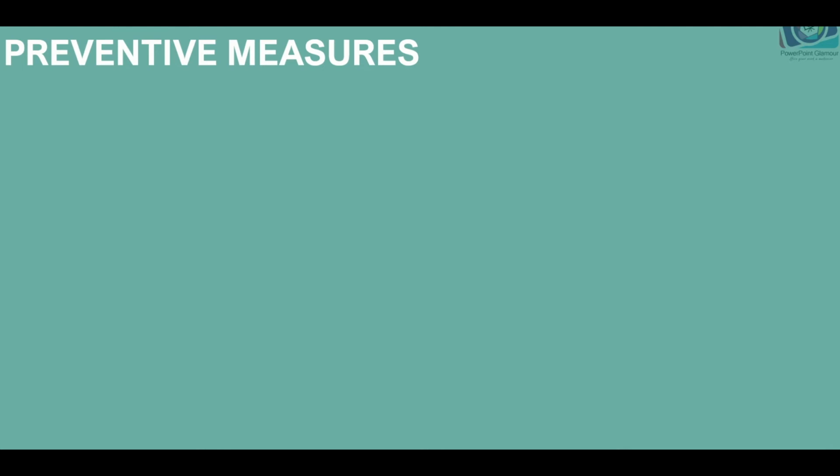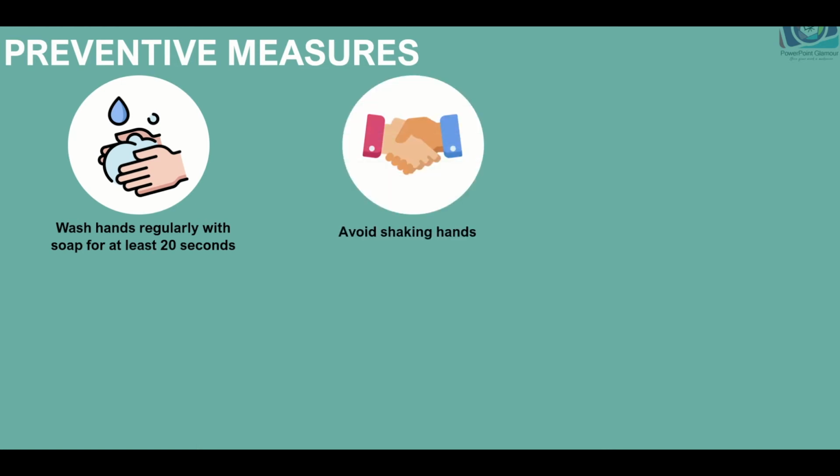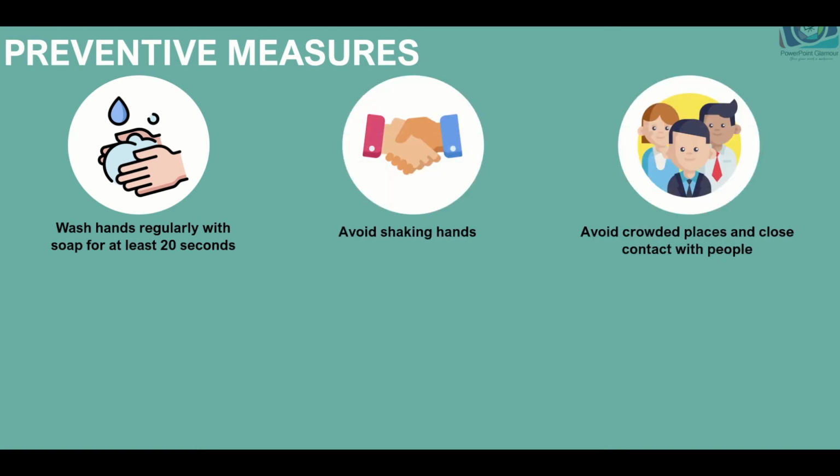Then the next slide here talks about the preventive measures. It says wash hands regularly with soap for at least 20 seconds, avoid shaking hands, avoid crowded places, and close contact with people. So these are the preventive measures and the symptoms which I have taken from Google.